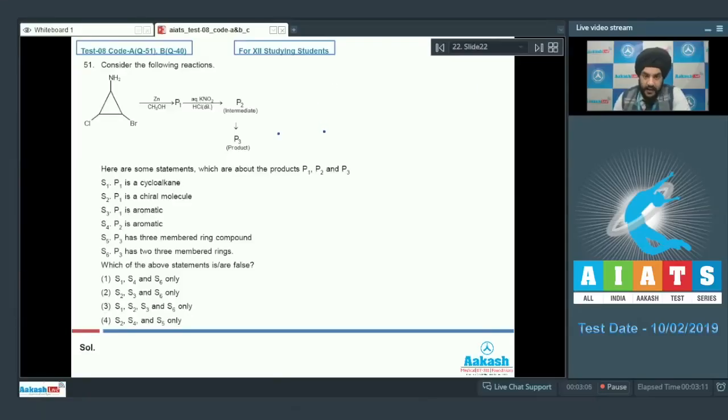Question number 51. Consider the following reactions. So we have cyclic compound. It is first allowed to react with zinc in presence of alcohol. So zinc alcohol is going to cause dehalogenation in this case, and the product P1 obtained shall be this.